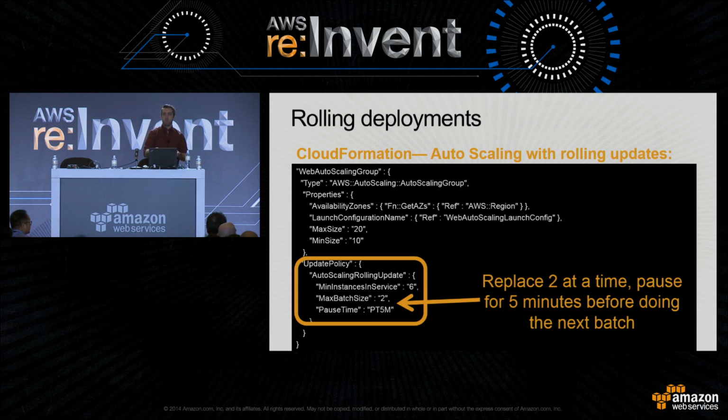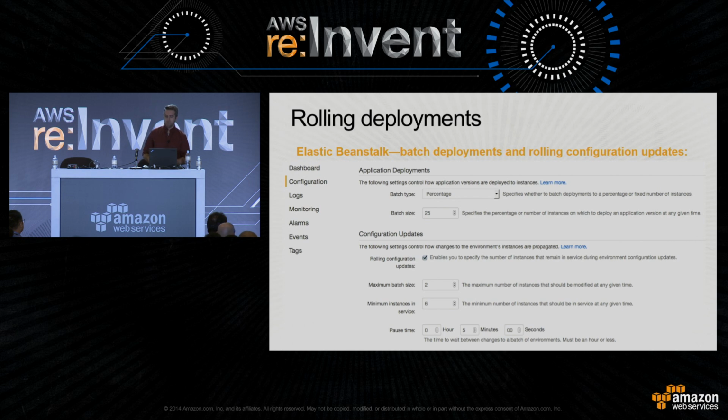So if there's some amount of time for the new code to come into effect, this would help you out with that. It's pretty straightforward. Elastic Beanstalk actually kind of builds on this, with 2 different methods for it. In application deployments, you can do it in a batched mode, or if you're actually changing the instances under the hood, configuration updates work just the same as auto-scaling update policies. Essentially, Beanstalk is wrapping around CloudFormation in this case to make that happen.